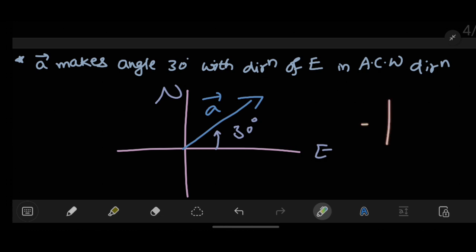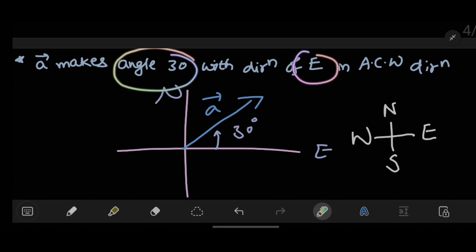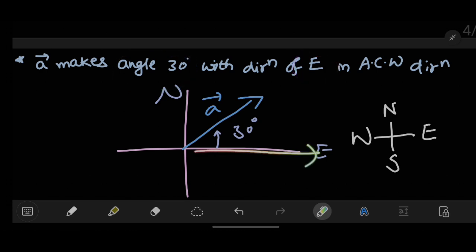First, you know the compass, right? North, south, east and west. You should know this compass. I will write it here. Now, what is mentioned in the question? Suppose the statement says an angle of 30 degrees with the direction of east. This is the east direction, right? 30 degrees is being made in the anti-clockwise direction. That point is more important. Like this: east, anti-clockwise, 30 degrees.